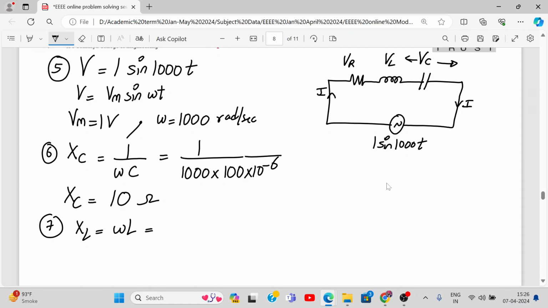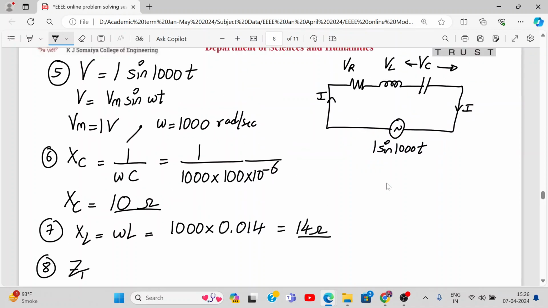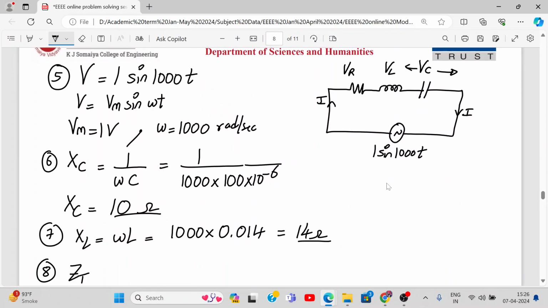XL is omega L. Omega is 1000. L is 0.014. So is it 14 ohms? Check these values, are they coming? 10 and 14. Why am I saying this? Because which is bigger, XC or XL? XL is greater than XC, right? So it's an inductive circuit.